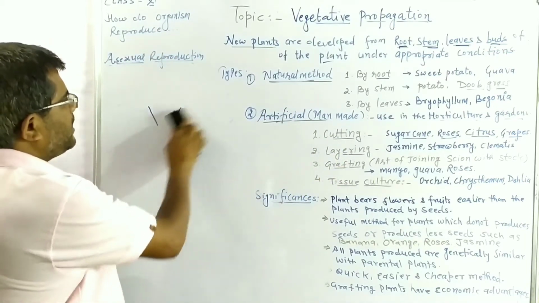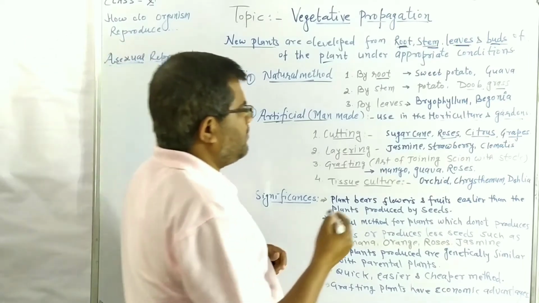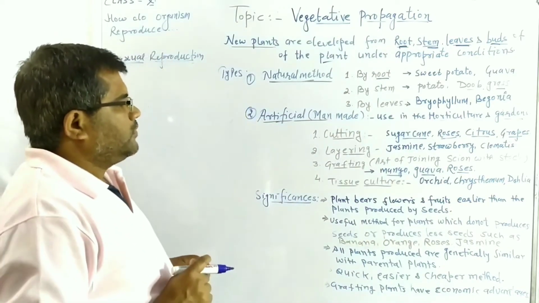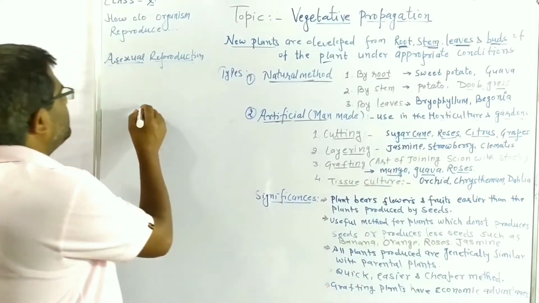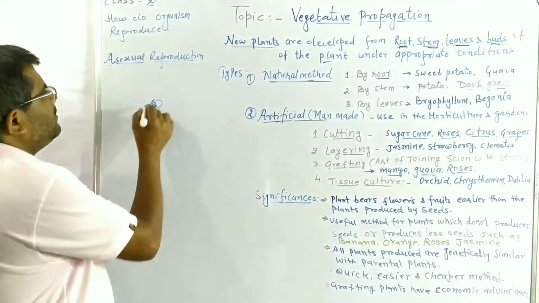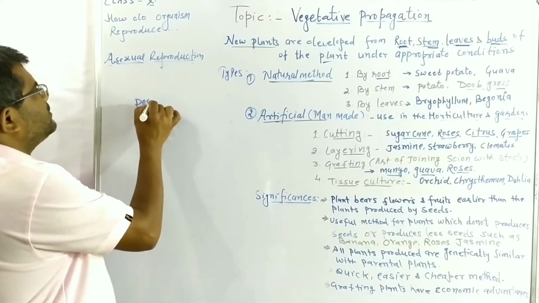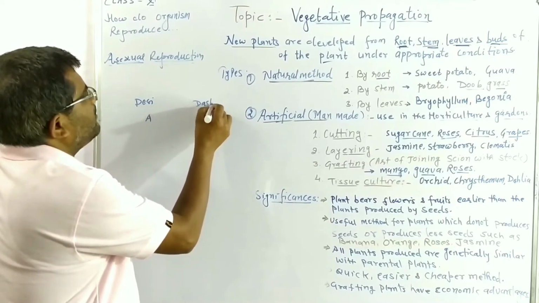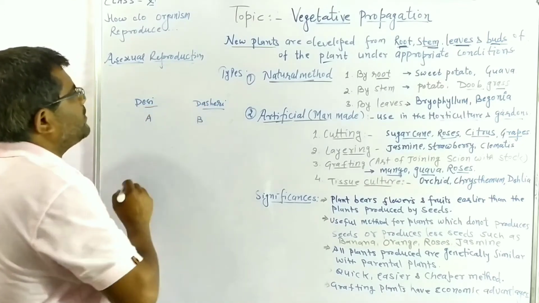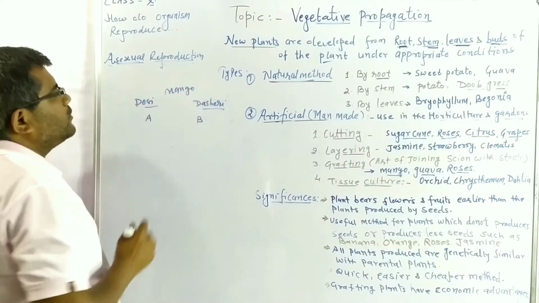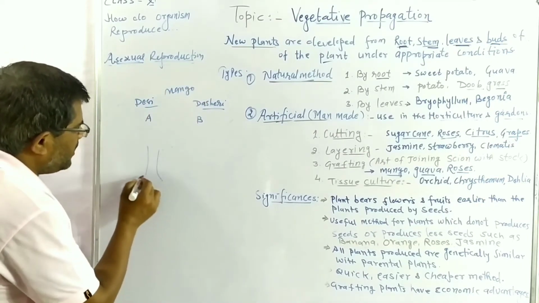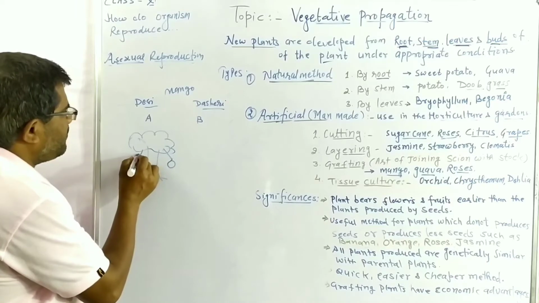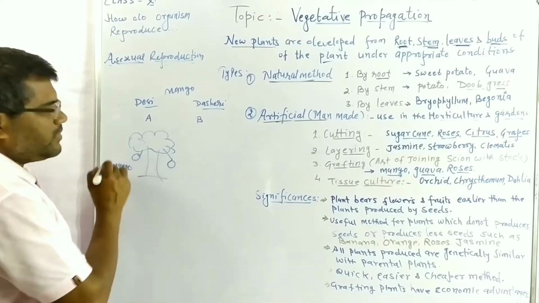Third process is grafting. Grafting is very common in mango, guava, roses, and citrus plants also. In such case, what happens? Suppose I have the variety mango. A is the Deshi variety of mango, and B is the Dasheri variety of the mango. Generally we have this type of mango tree at home, and this mango tree bears some mangoes, and the mango taste may be sour.